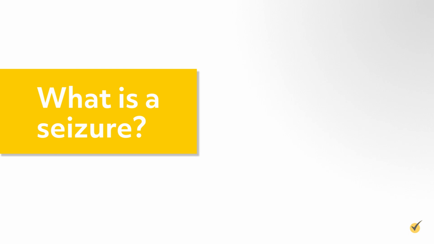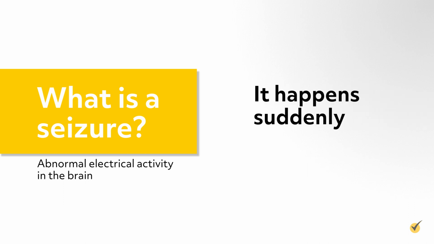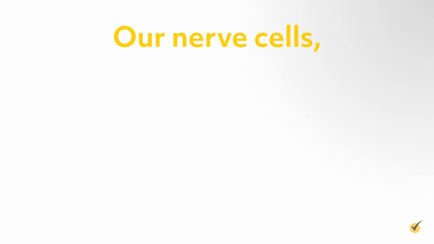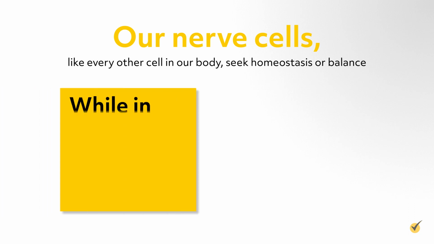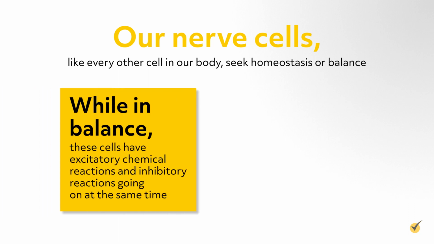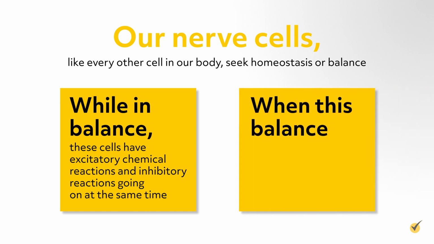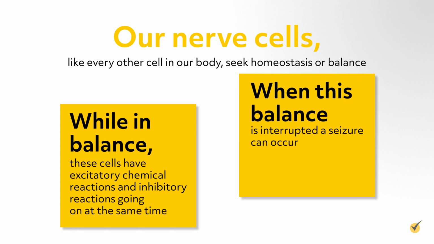So what is a seizure? A seizure is abnormal electrical activity in the brain. It happens suddenly and can be due to a variety of factors. Our nerve cells, like every other cell in our body, seek homeostasis or balance. While in balance, these cells have excitatory chemical reactions and inhibitory reactions going on at the same time. When this balance is interrupted, a seizure can occur.